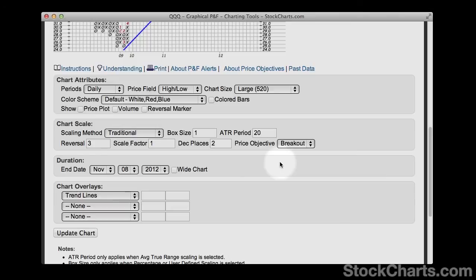Now, if we go back to the point and figure workbench, you can see some other items that you can change here. We can change the reversal method. It's set at 3, which is a default. We can set the scale factor. If we just want a normal scale, we'd put 1. If we wanted to scale it up by 10, which means a factor of 10, we would add 10 there. Instead of 25, you would show 250. You can show the number of decimal places, 2, 4, 6, however you like. And you can change the price objective method, breakout or reversal. And if you want to understand anything about that, you can click on the links just below. We have instructions, understanding, about P&F alerts, and about price objectives. And let's look at some of the reversal amounts.